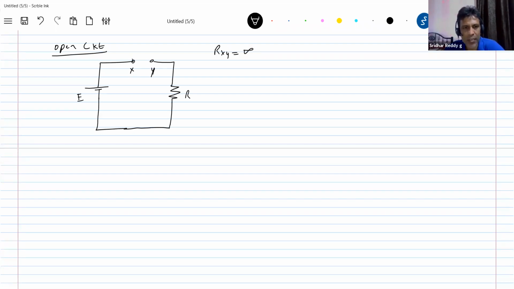Then let's write the loop equation: plus E minus I into Rxy, or minus I into R, equals 0. So what is the expression for I? I is E by Rxy. What is the resistance of the open circuit terminal? Infinity. So anything divided by infinity will be 0. So no current flows.